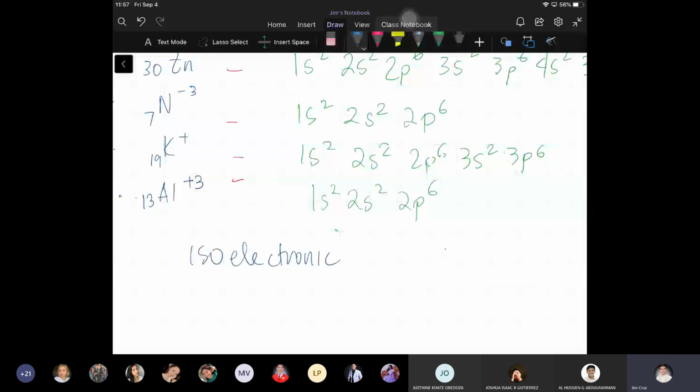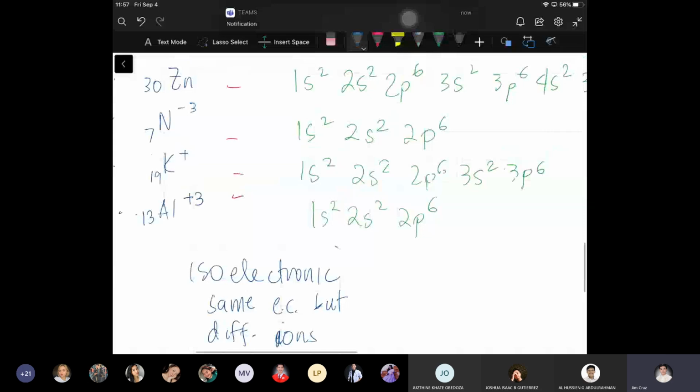Ano meron kapag isoelectronic? Same electron configuration but different ions, no? So, sa chemical bonding ninyo, malalaman natin yung isoelectronics in depth, no? Kasi yun yung reason bakit may napo-form na ions at may napo-form na bonds, no? Okay, so with that, I think okay na tayo, no? So, do you have any questions? Or gutom na rin kayo?